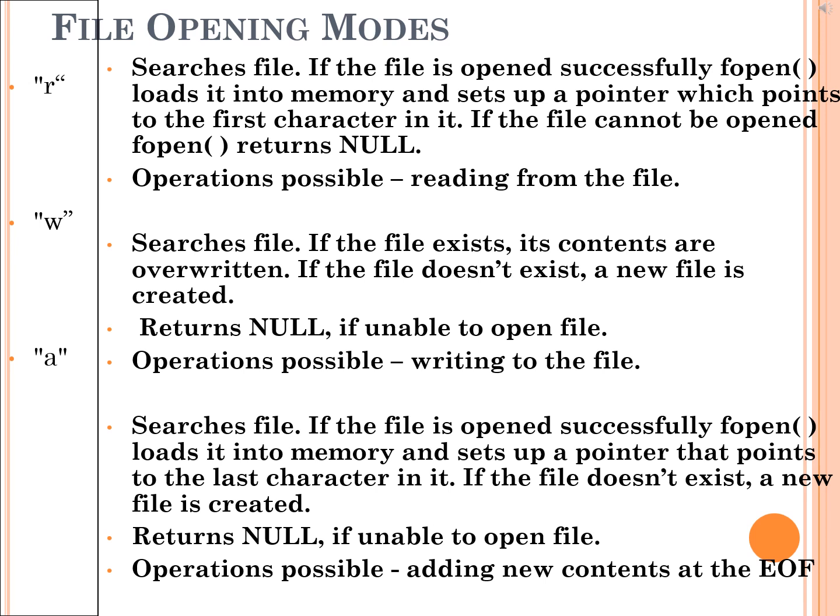Append mode, it searches the file. If the file is opened successfully, it is loaded into the memory or the buffer and the pointer is passed back. If it does not exist, a new file is created. If it is unsuccessfully opened, it returns a NULL value. It is used for adding new contents to an existing file or simply creates a file if it does not exist. And the new contents are added at the end of the file, that is, after the last character which has already been written.